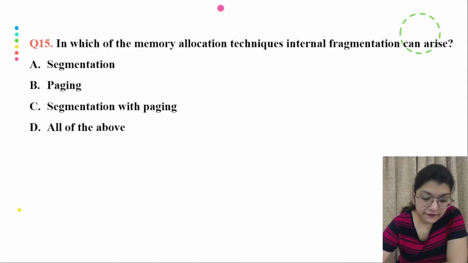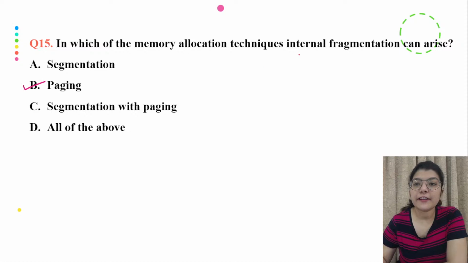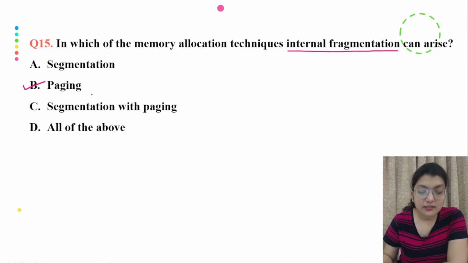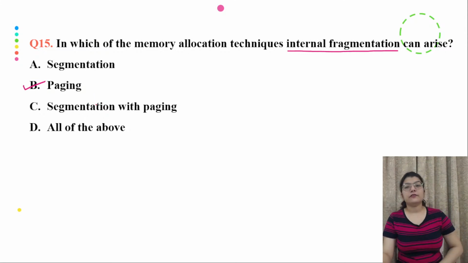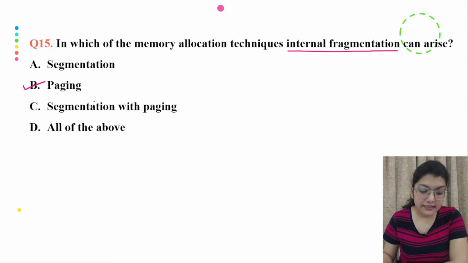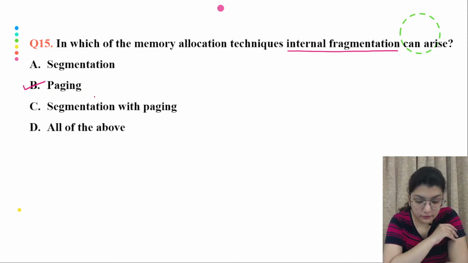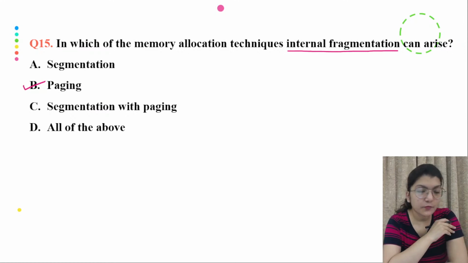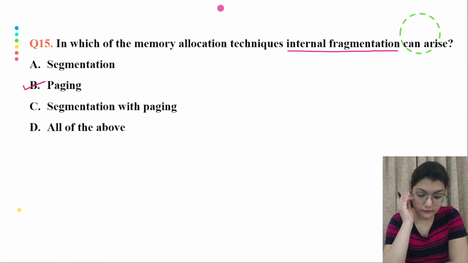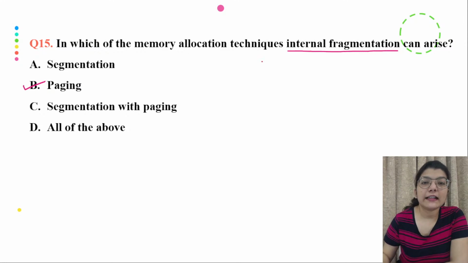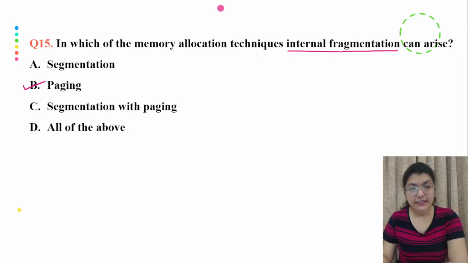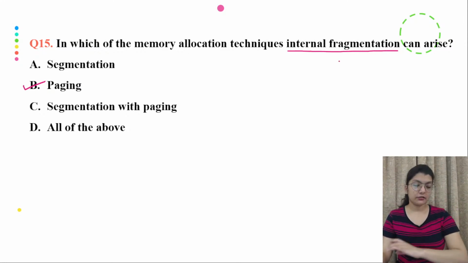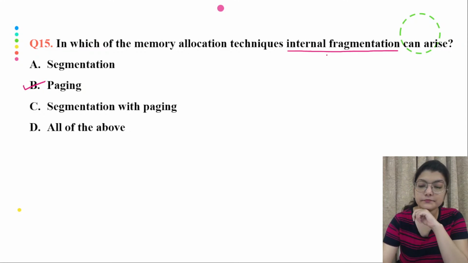So internal fragmentation can arise in paging. Okay, paging is the answer. Internal fragmentation occurs in paging. Paging does not cause external fragmentation, but paging causes internal fragmentation. Okay, good morning Mumgeshwari. I hope this point is clear to everyone. Remember this, that internal fragmentation is caused in paging, not in segmentation.